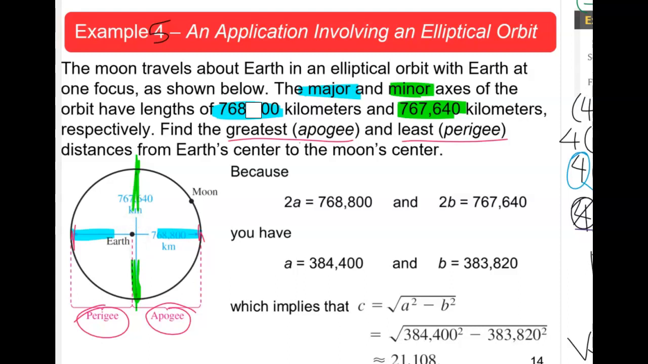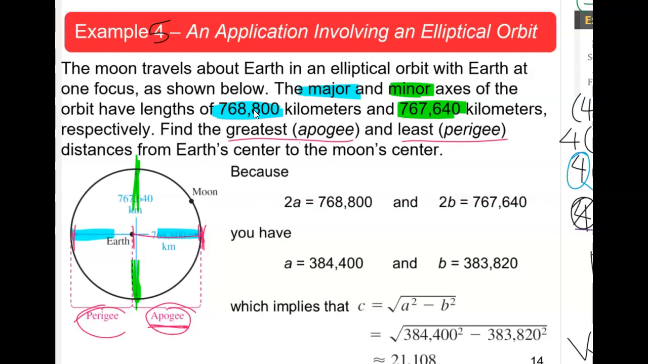Our planet Earth is not at the center of that orbit. So the moon rotates almost in a circular way, but it's an ellipse. However, the Earth is not the center. And that's why you can see that one of them is longer. The distance from here to here is longer. That's the greatest distance, and it does have a name, the apogee.